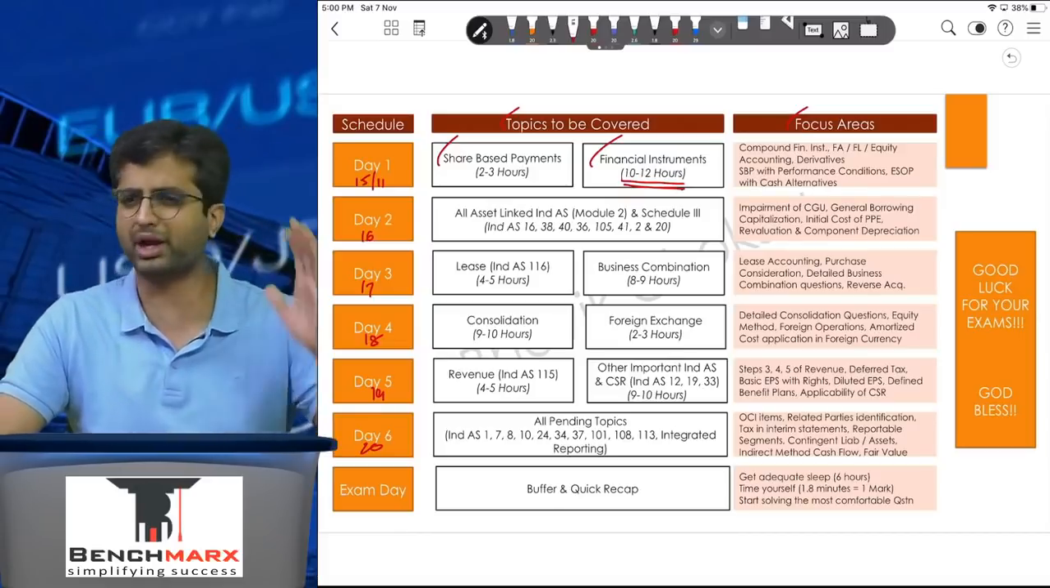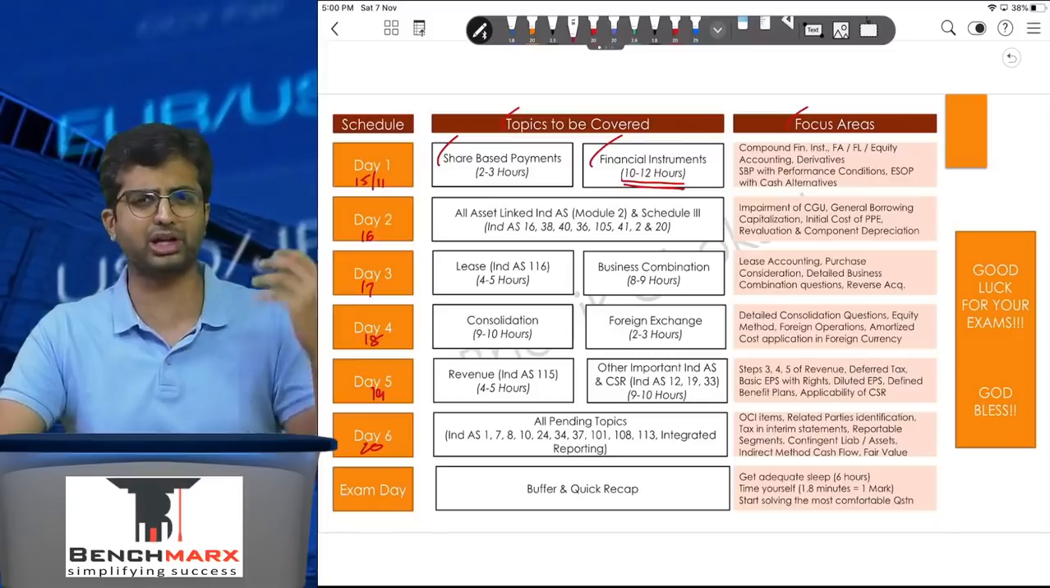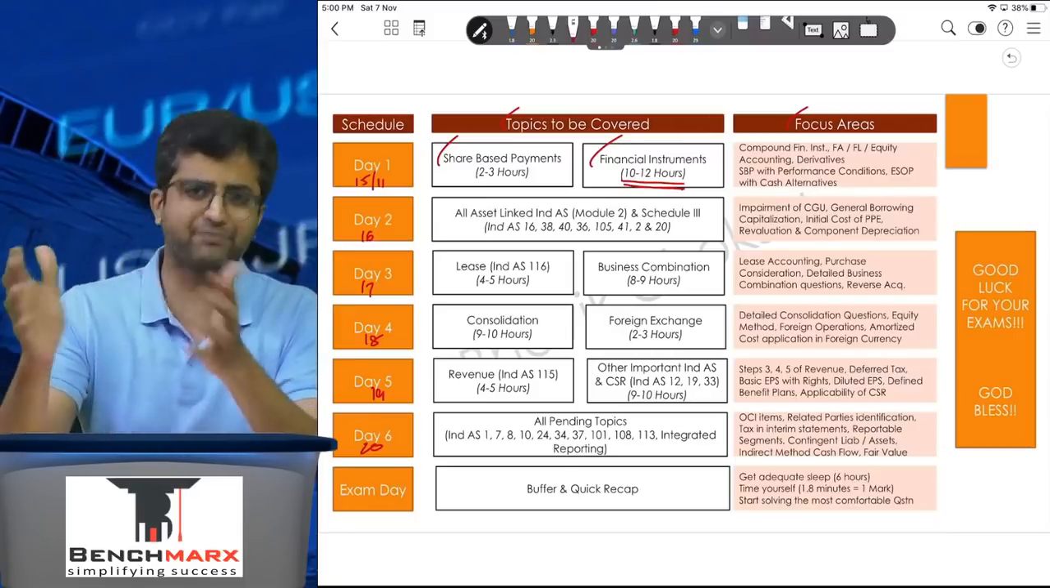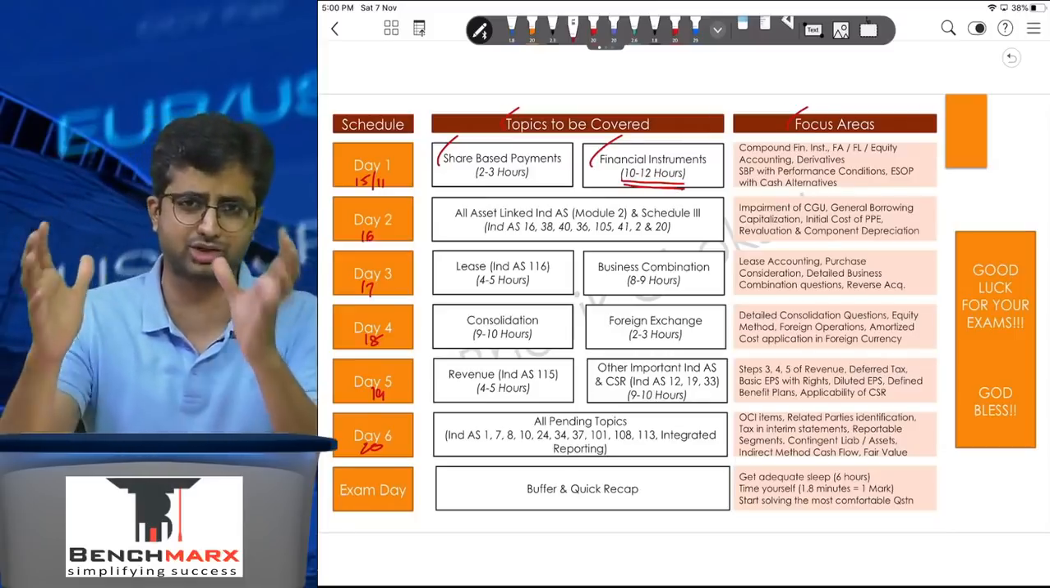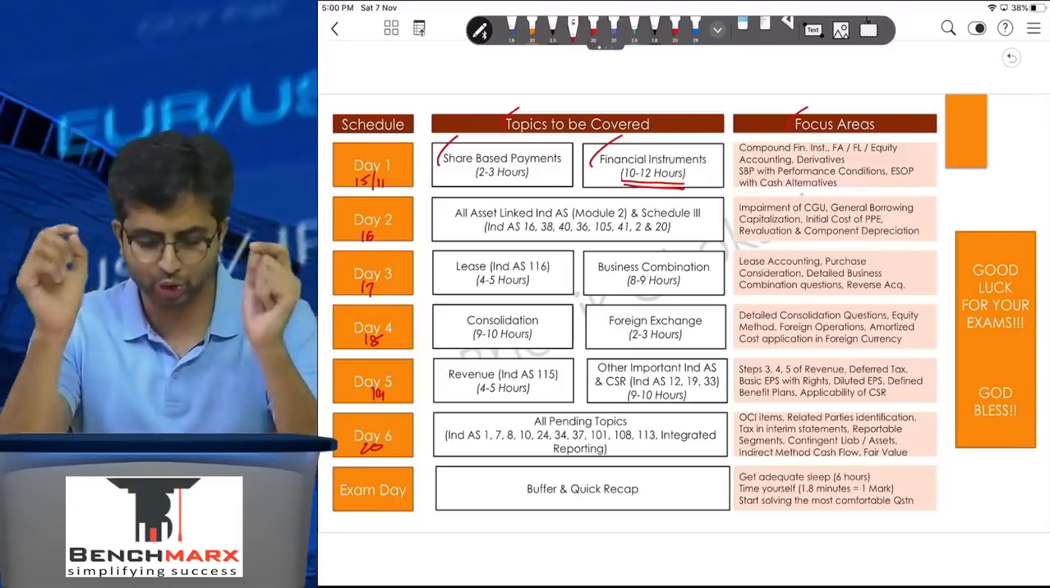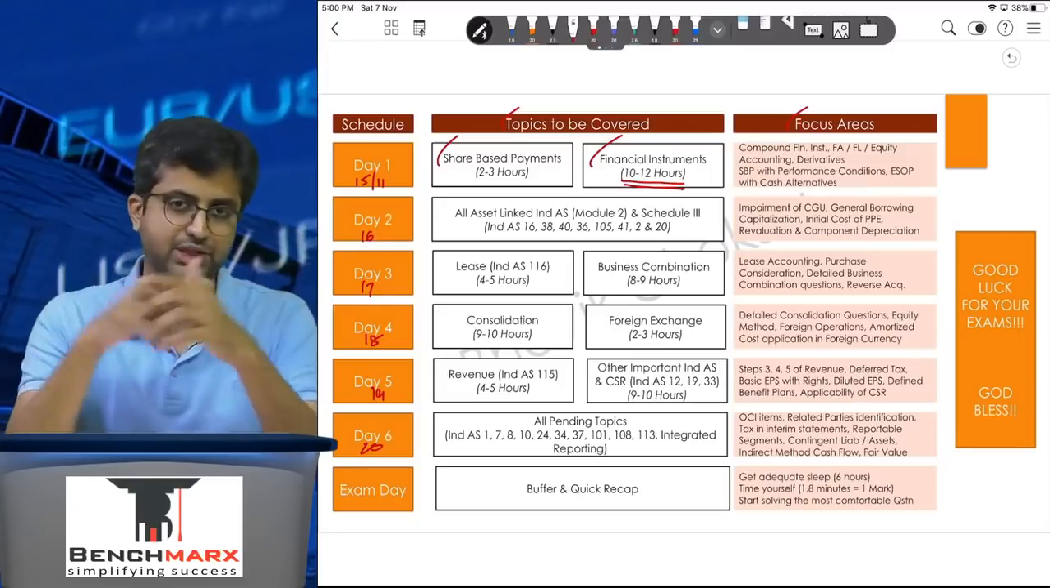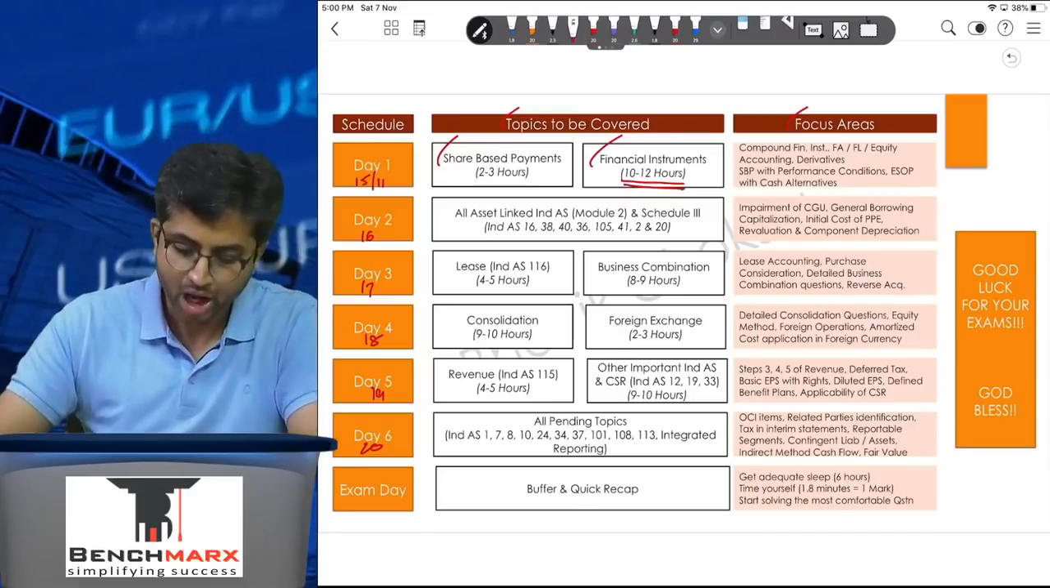Whatever has gone by has gone by. There's no point discussing about that, no point cribbing about that. What you have now, you have to go all guns blazing, and the last days are the most crucial days. So please do dedicate 13 to 14 effective study hours in the last few days.